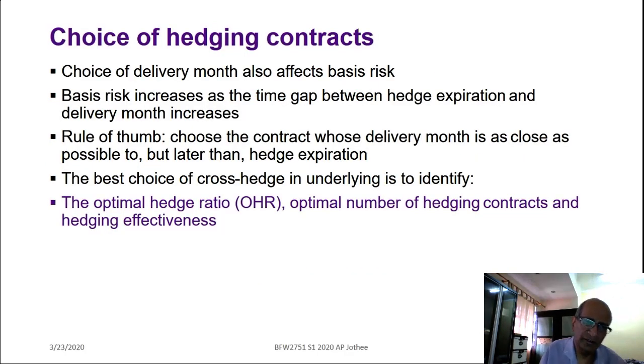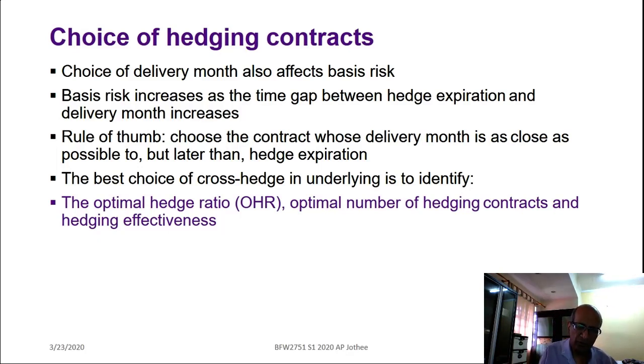Choice of hedging contracts. Now, choice of the delivery month also affects basis risk. I told you, generally almost all the futures have got March, June, September, December expirations. Then there is a rule of thumb to choose the gap. Basis risk increases as the time gap between the expiration and the delivery month increases.